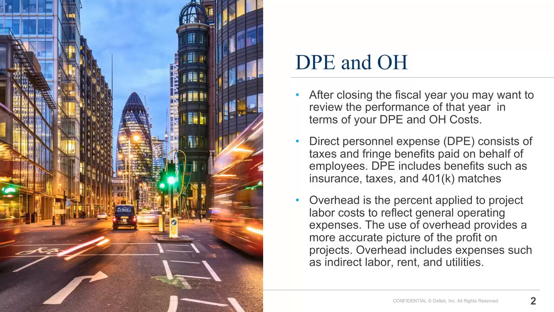Overhead is the percent applied to project labor costs to reflect general operating expenses. The use of overhead provides a more accurate picture of the profit on projects. Overhead includes expenses such as indirect labor, rent, and utilities.